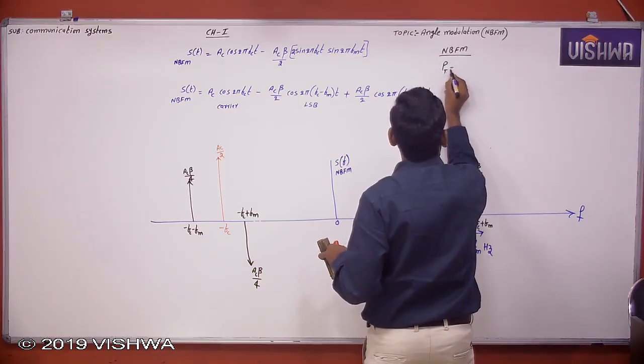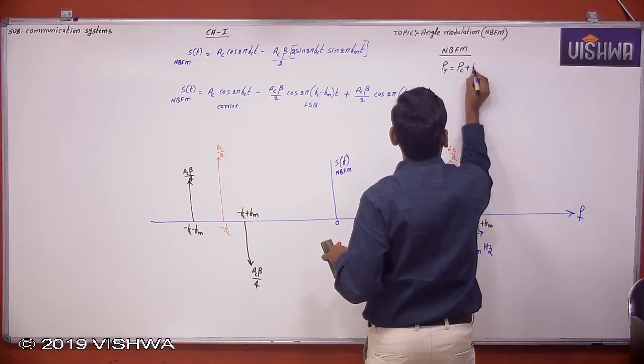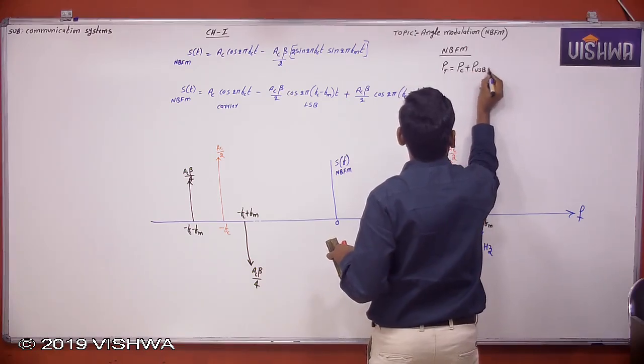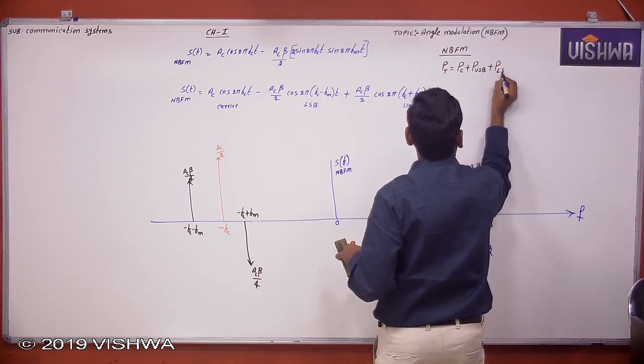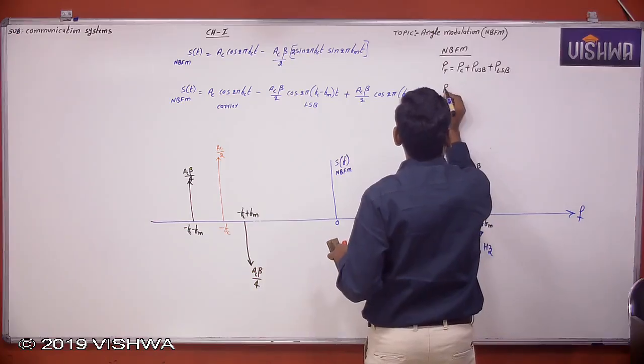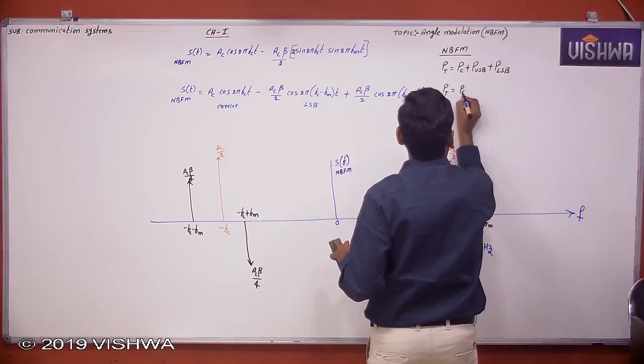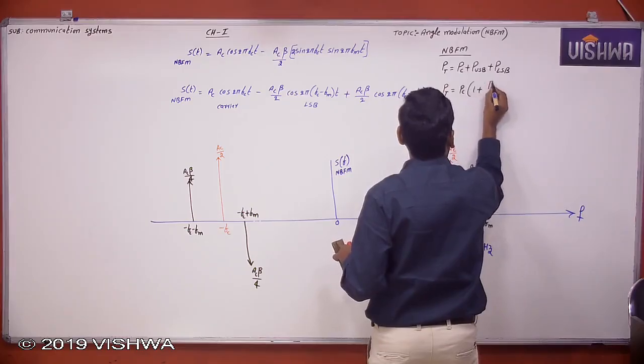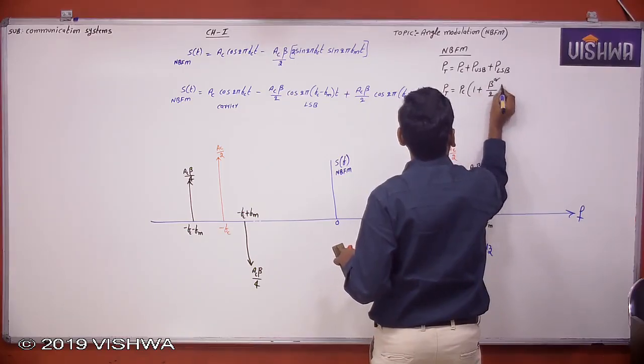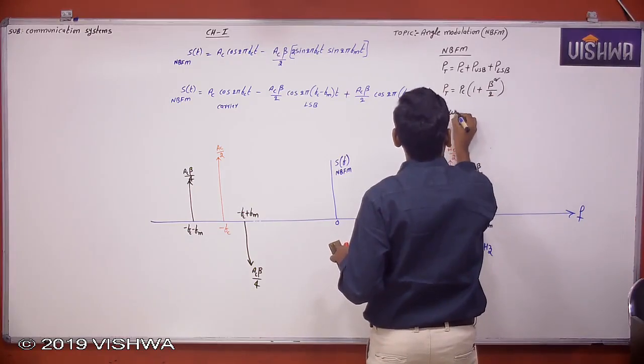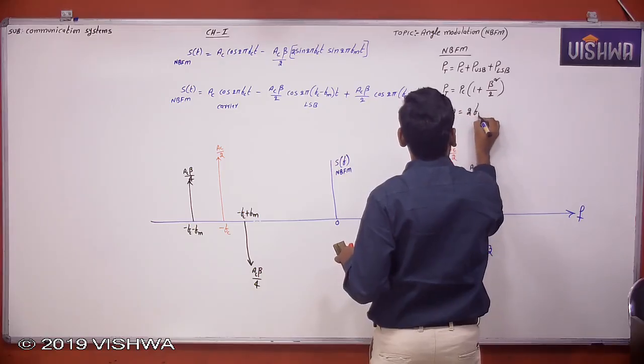The total power is equal to carrier power plus upper sideband power plus lower sideband power. So the total power is equal to Pc into 1 plus beta square by 2, and the bandwidth is equal to 2 Fm.